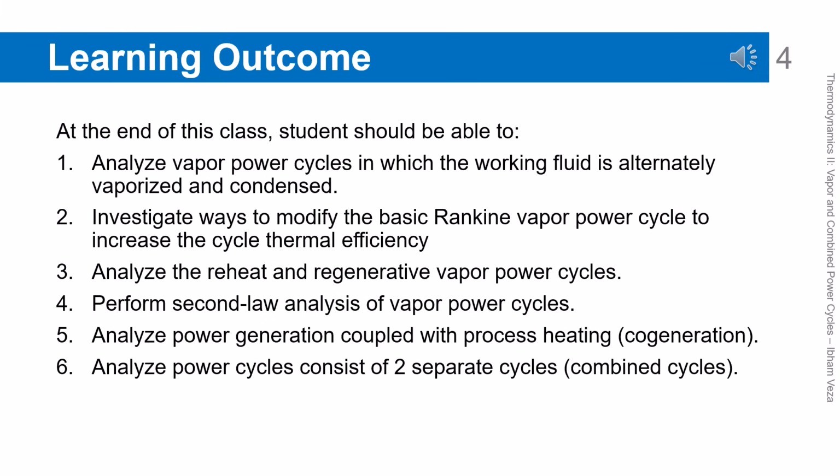Learning outcomes. The learning outcomes include the ability to analyze the Rankine cycle and its modifications such as reheat and regeneration. Students are also expected to perform second law analysis to evaluate energy quality. In addition, cogeneration and combined cycles are included. This emphasizes not only calculations but also performance evaluation. The final goal is the ability to assess and design more efficient power systems.